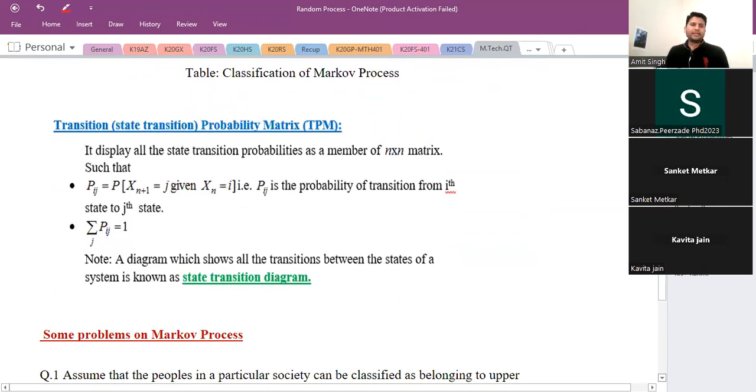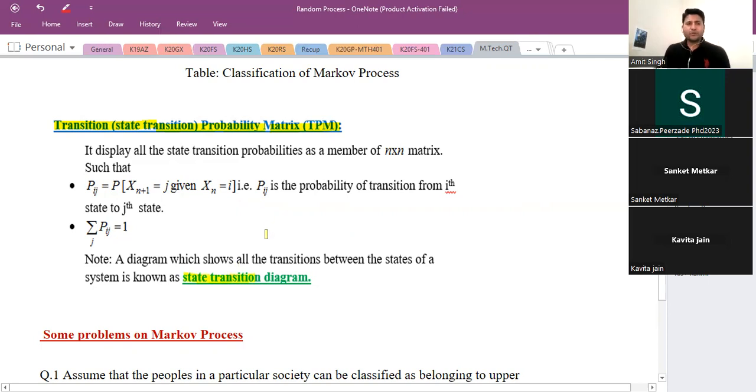After this, the next important thing that we have is the state transition probability matrix, or transition state probability matrix. On the basis of the given situation or problem, we can construct a matrix which gives you the different probabilities related to the given situation. If a matrix is giving the probability of transition between different or various states, we call that a state transition probability matrix, or transition probability matrix, in short TPM.